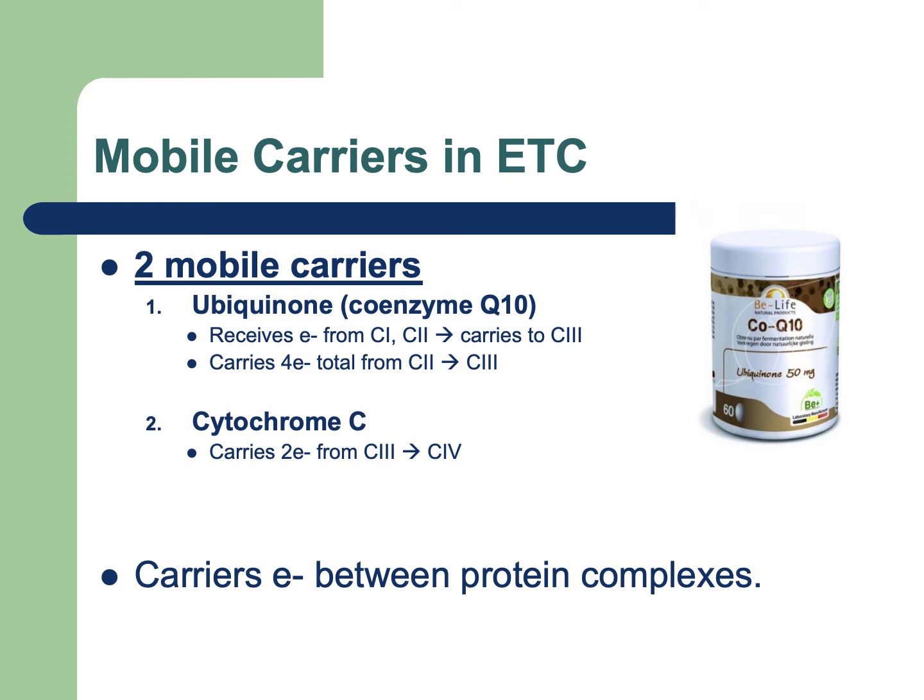It acts as a little taxi to transport the electrons in the gap in the membrane. It also carries 4 electrons in total from complex 2 to complex 3. The second mobile carrier is known as cytochrome C, and this carries 2 electrons from complex 3 to complex 4. And these carry electrons between the protein complexes. So there's gaps between the fixed protein complexes, and these little mobile carriers act as the taxi to pick up the electrons and transport them between the complexes.